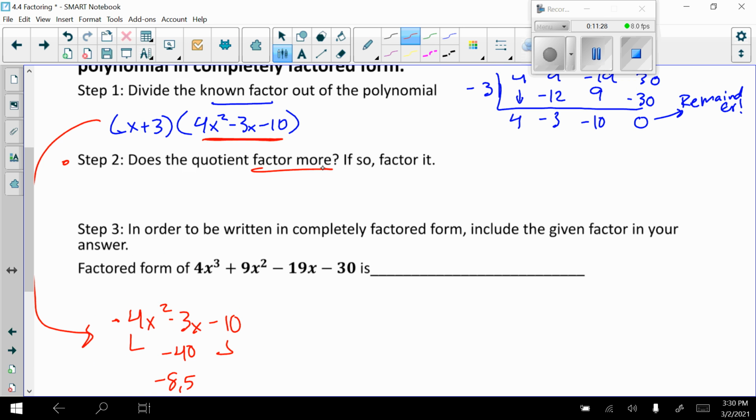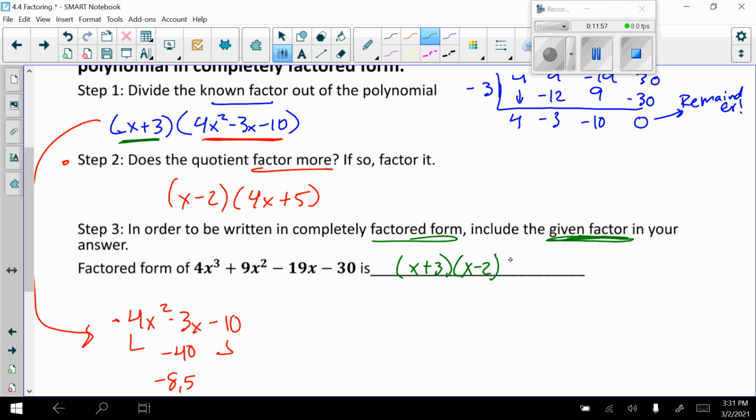Does the quotient factor more? Yes, it does factor more. I can factor it into x minus 2 times 4x plus 5. Okay? So now, we want to write the fully factored form, right? In order to be written in complete factored form, I have to include the given factor in my answer, right? This factor that I was given up here at the very beginning, x plus 3. So it's x plus 3 times x minus 2 times 4x plus 5. Okay, each of those pieces. So now I'm completely done, right?